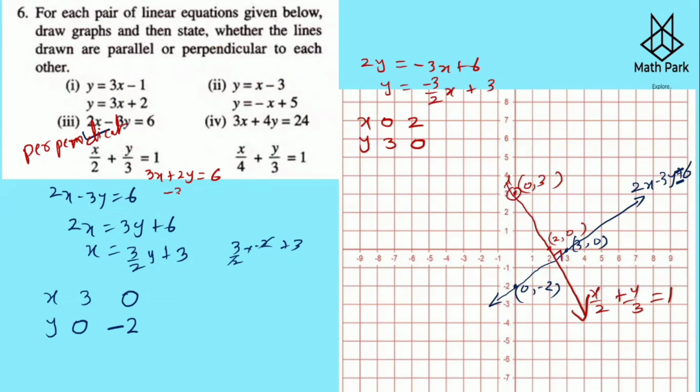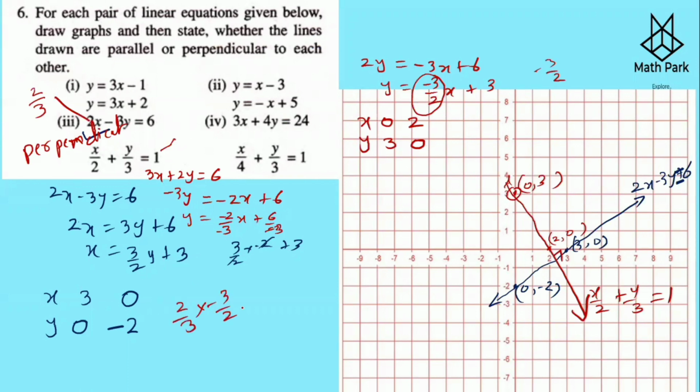If you make y the subject, you get minus 3y is equal to minus 2x plus 6. So you get y is equal to minus 2 by 3x plus 6 upon minus 3. So when you observe, the slope of this line is 2 by 3. And when we have made the subject here, the slope of the other line is minus 3 by 2. So 2 by 3 into minus 3 by 2, you get the product as minus 1. So whenever the product of the slopes is minus 1, the lines are perpendicular.